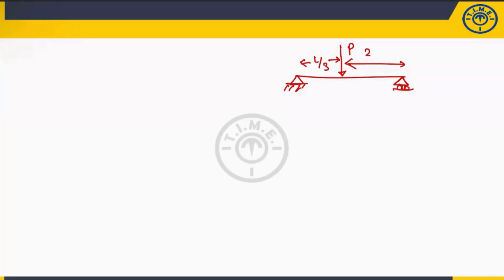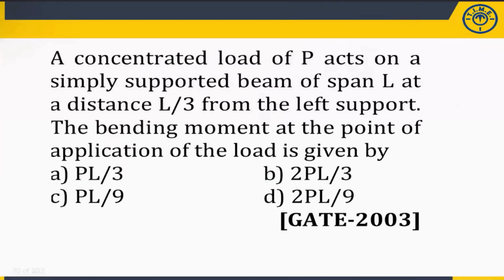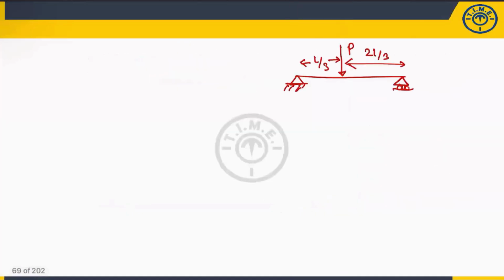Now, what is this distance then? 2L by 3. Okay. So the bending moment at the point of application. So you have to calculate what is the bending moment at this point. Let us suppose this is A point, this is B point, this is C point. Yesterday also I have discussed some of the question, how the trusses also in which you have to calculate the reaction. I have told you in the SFD BMD also you have to calculate the reaction.